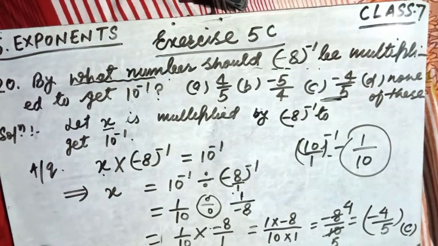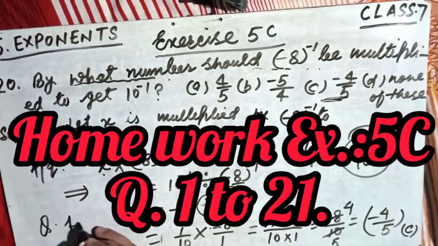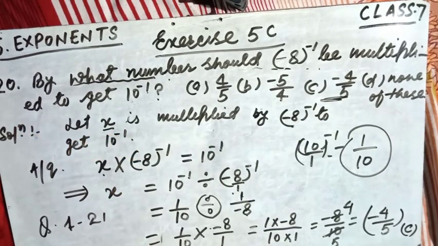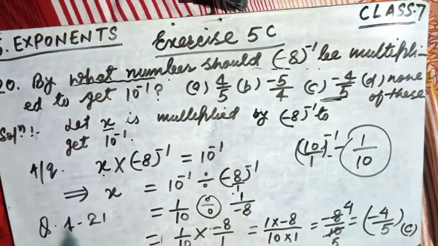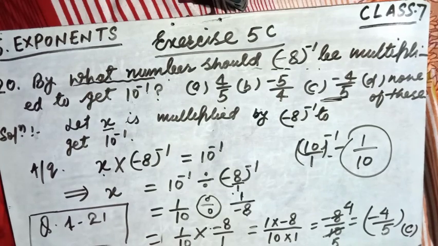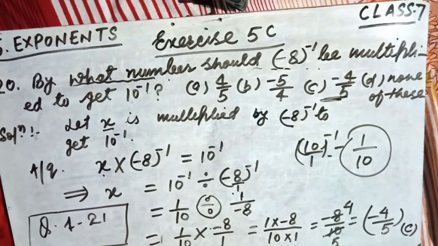So your homework, friends, is question number 1 to 21, because these are not new questions. You are already familiar with all the questions mentioned in exercise 5C. If you have any doubt, please ask me. Write your name and class in the comment box along with your questions. Exercise 5C, your homework is question number 1 to 21. Have a nice day.